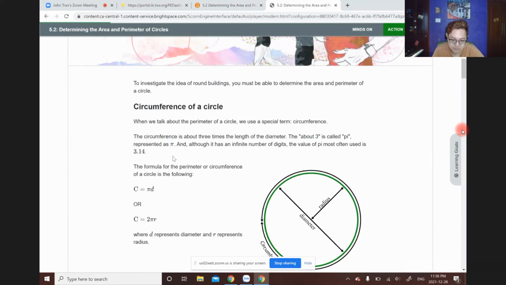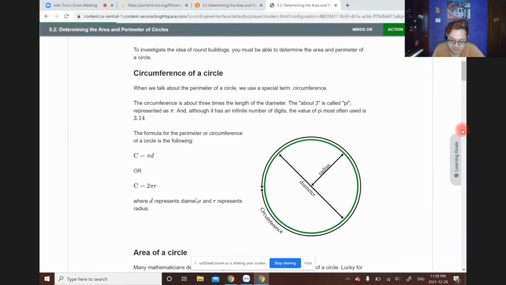The formula for the perimeter or circumference of a circle is the following. Circumference equals pi multiplied by diameter, or circumference equals 2 pi multiplied by the radius, where d represents diameter and r represents radius.